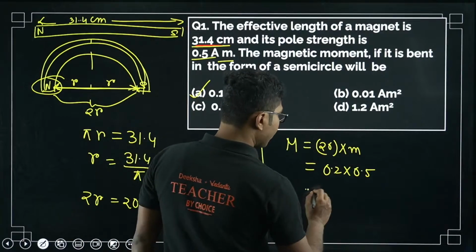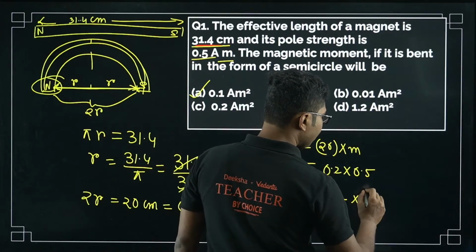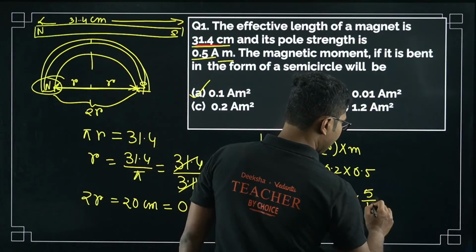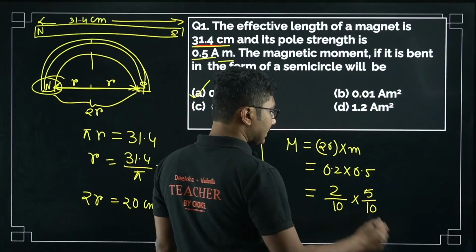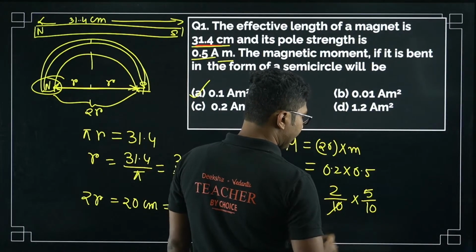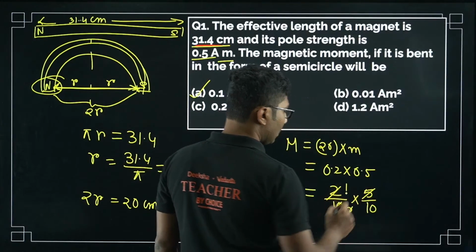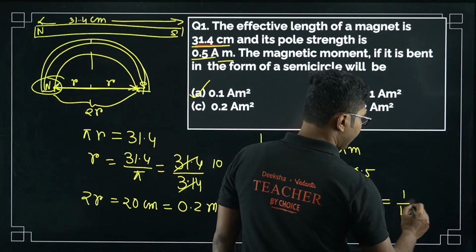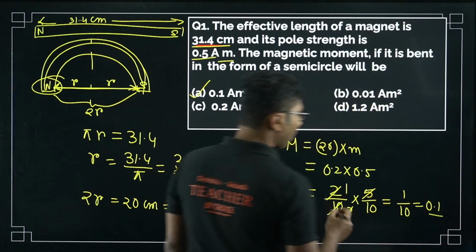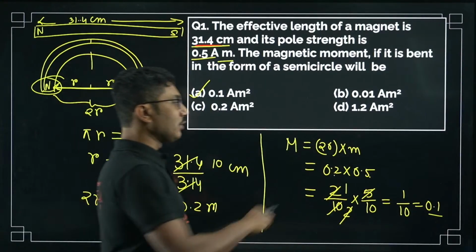So 0.2 is basically 2 by 10. 0.5 is also 5 divided by 10, right? So now what you can do, you can cancel it. How? 5 2s are 10, 2 1s are 1. So 1 divided by 10, so this is 0.1. Because 5 into 2 is 10, that 10 is reducing one of the zeros.